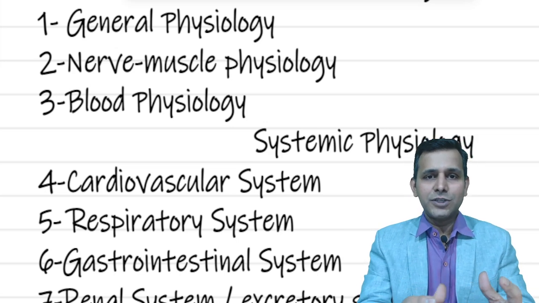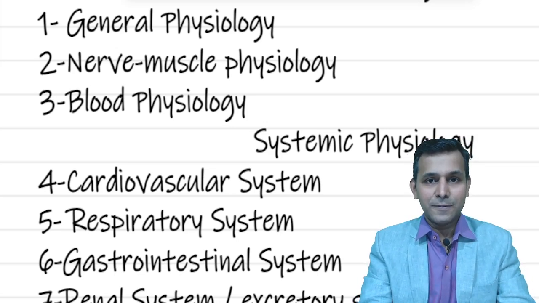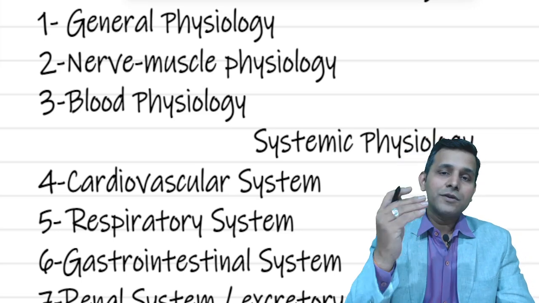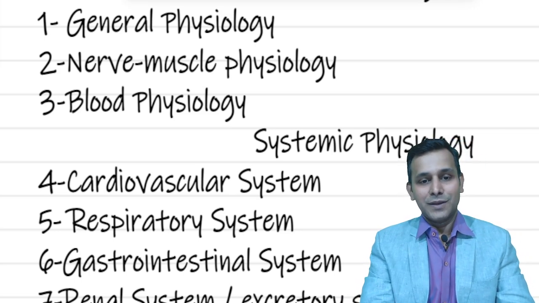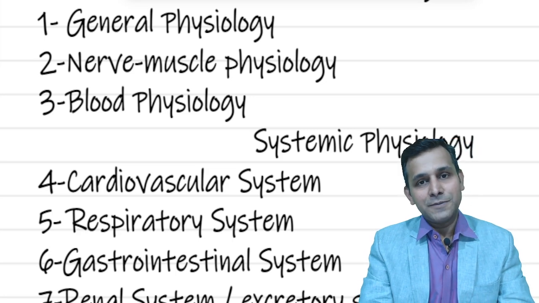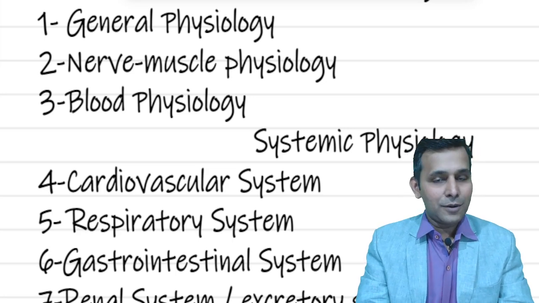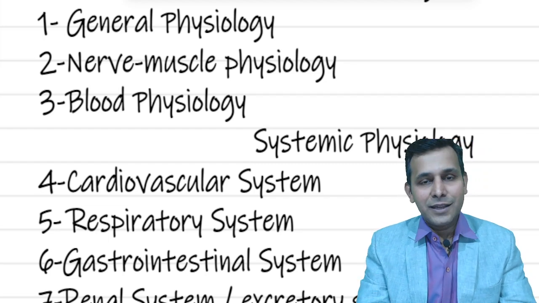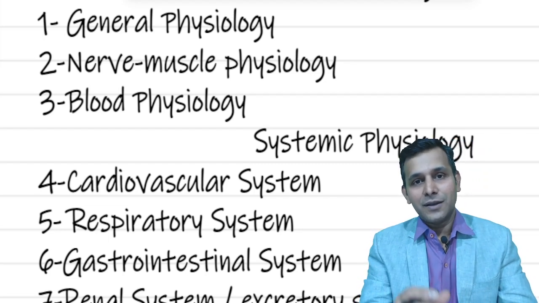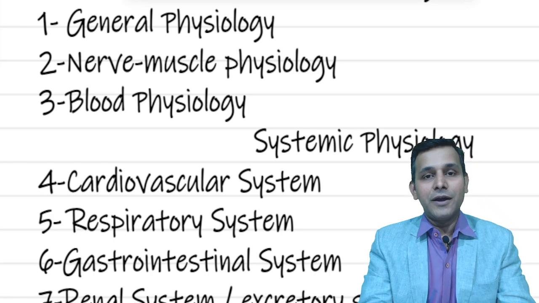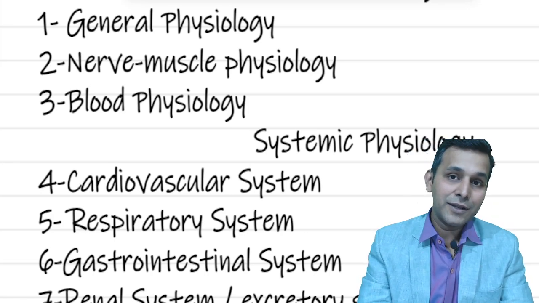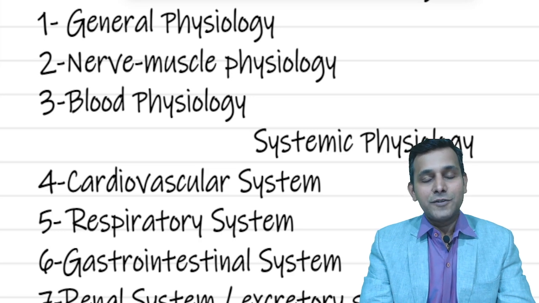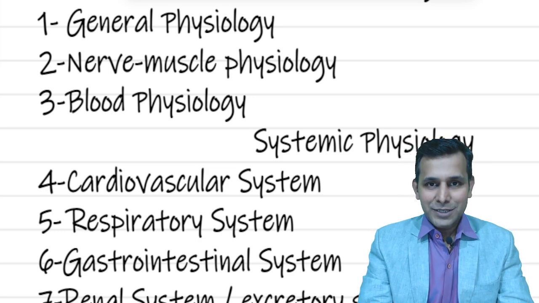So general physiology is all about the basics of physiology, a very important chapter because this forms the basics of all the further systems in physiology. Next is nerve muscle physiology, which plays a very crucial role when you study CNS or other body systems where a neuron and a muscle are required to function together. Then the third one is blood physiology or hematology. Study of blood always plays an important role in all your studies.